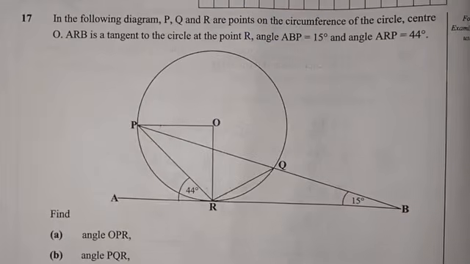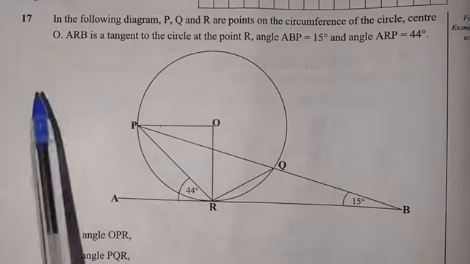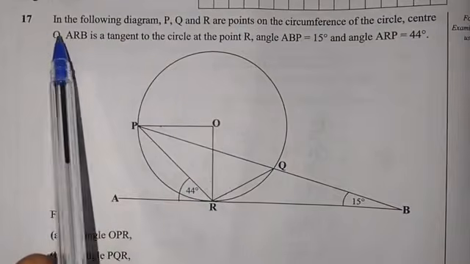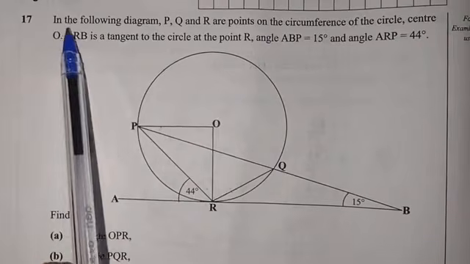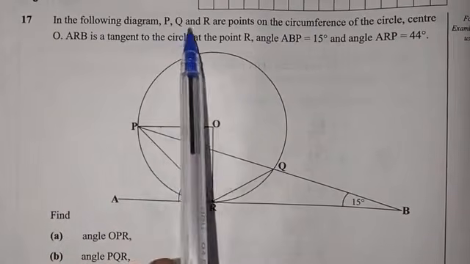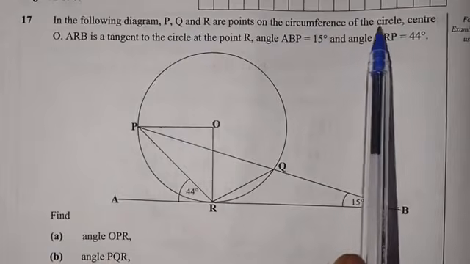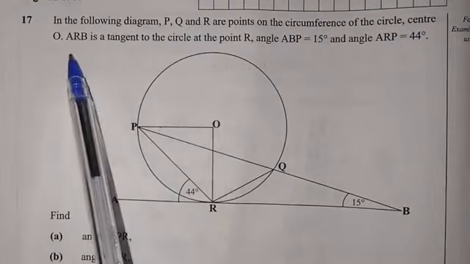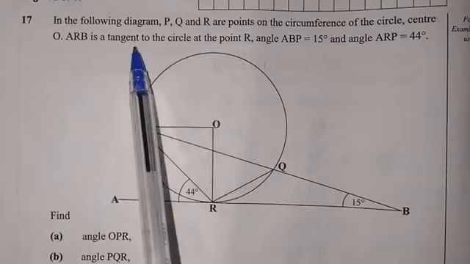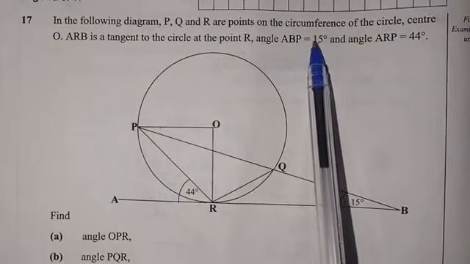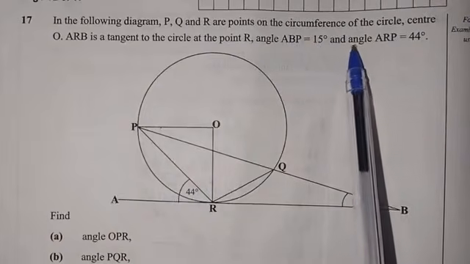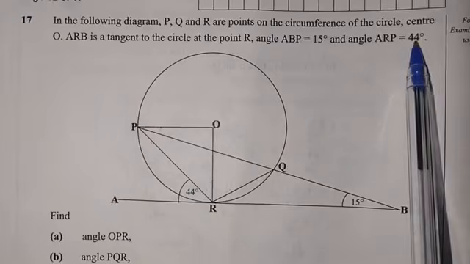Right, so we have now come to our question 17 right here. So this is a question coming from circle theorem. The question reads, in the following diagram, P, Q, and R are points on the circumference of the circle, center O. ARB is a tangent to the circle at the point R, angle ABP is equal to 15 degrees and angle ARP is equal to 44 degrees.